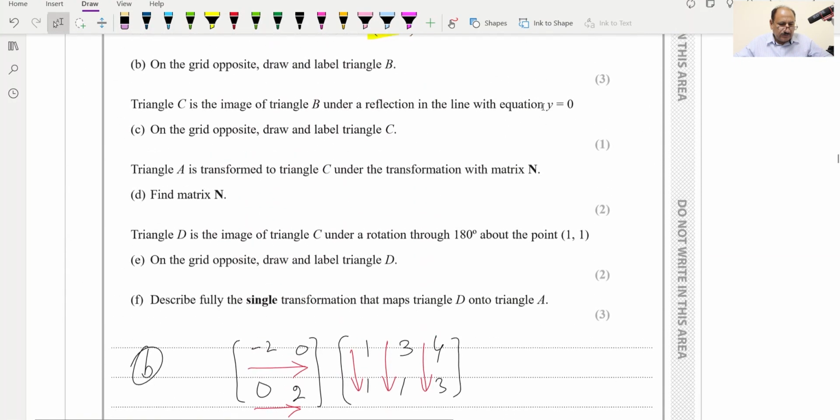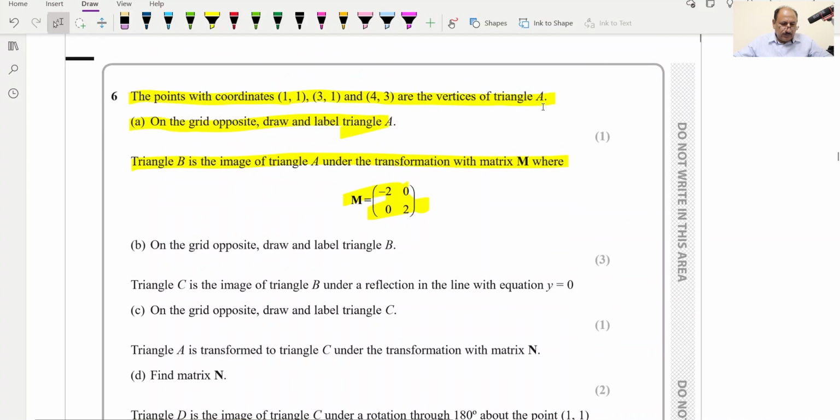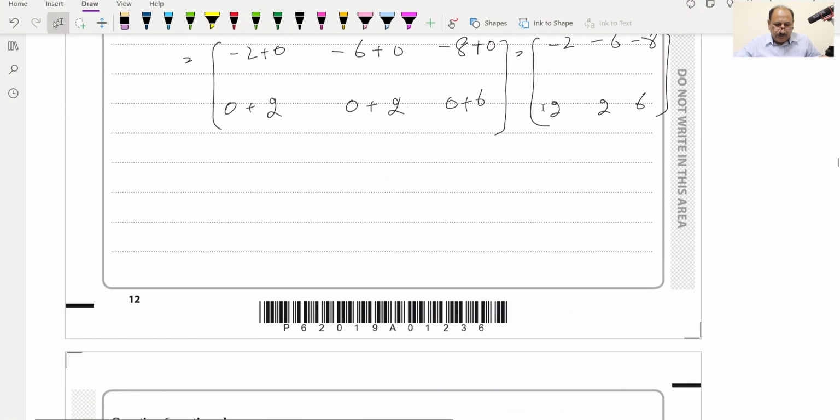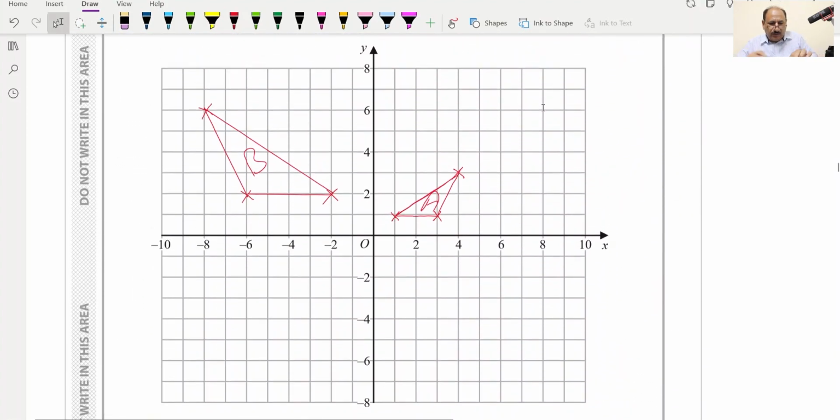Now next part, so this is basically the B part which we have done, which is 3 marks. Now triangle C is the image of the triangle B under reflection in the line with equation y is equal to 0 on the grid. Draw the triangle C. So reflection of B, line y is equal to 0 is basically this line. This line is basically y equals 0, which is the x-axis.